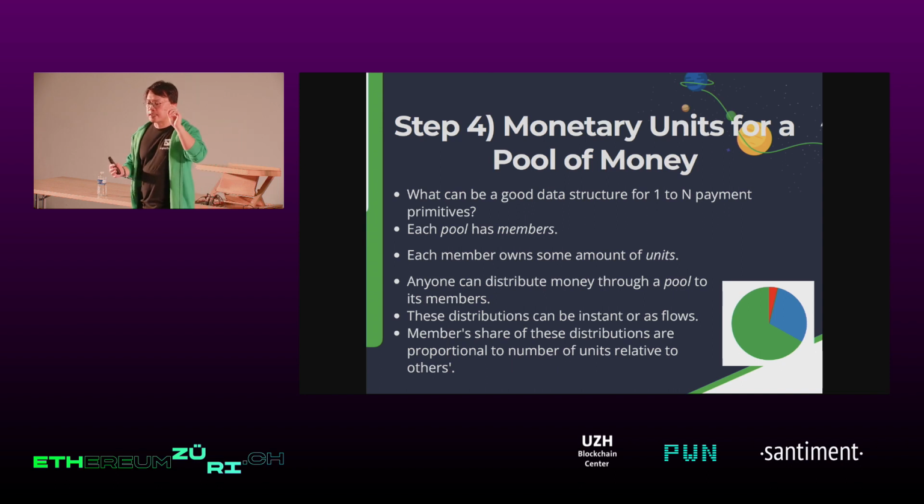So let's say that each pool has members, and each member owns some amount of units, and anyone can distribute money through this pool of money to its members. These distributions can be instant or as flows, and members' share of the distribution is proportional to their number of units relative to others. So this is a mental model of the data structure.